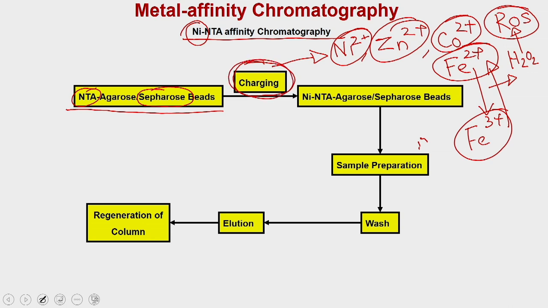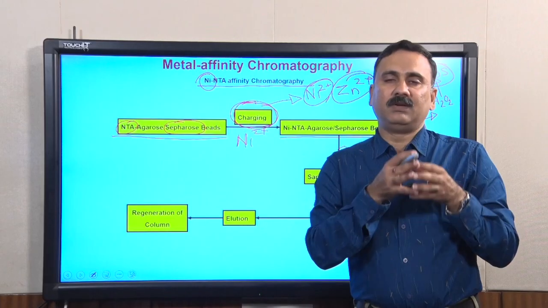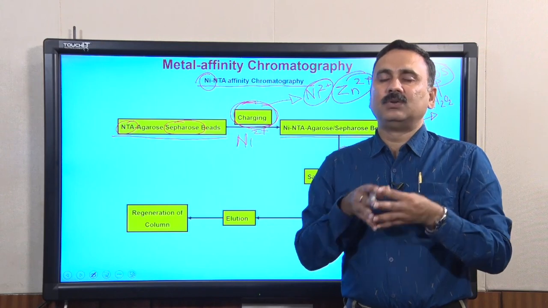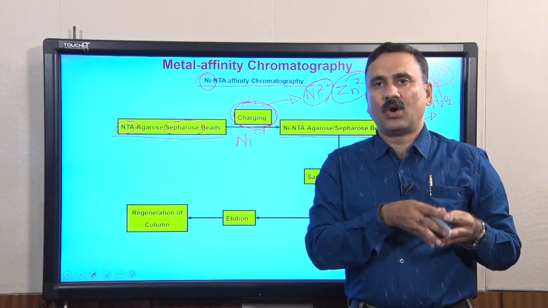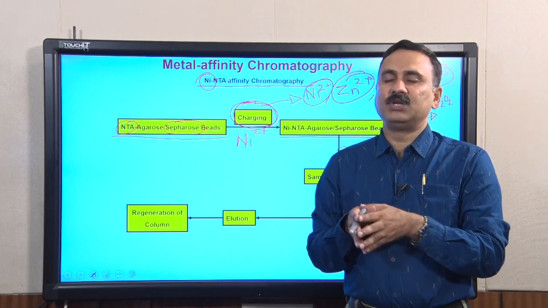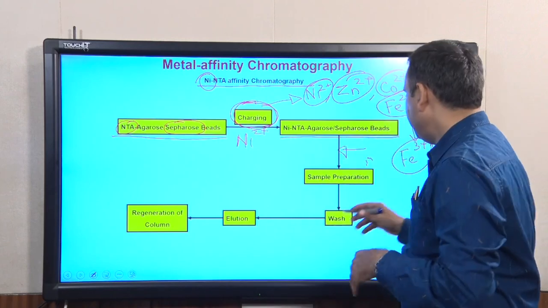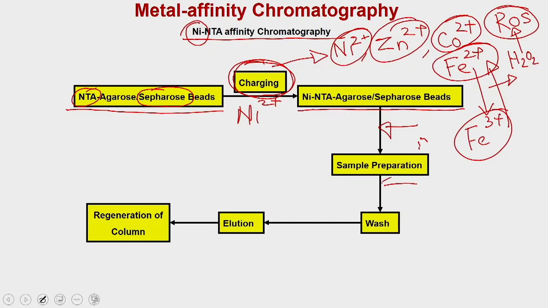For charging, you can use any of these transition metal salts. Suppose we have done it with nickel, then you are going to get nickel NTA agarose or Sepharose beads. Then you are going to apply the sample. The sample preparation is very simple. You have to filter the sample so that there is no particulate matter, so that the column does not get clogged, or the column's flow rate does not get compromised. And then it will bind to the matrix.